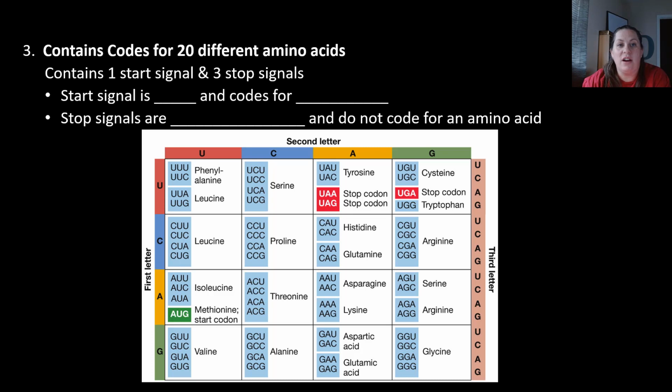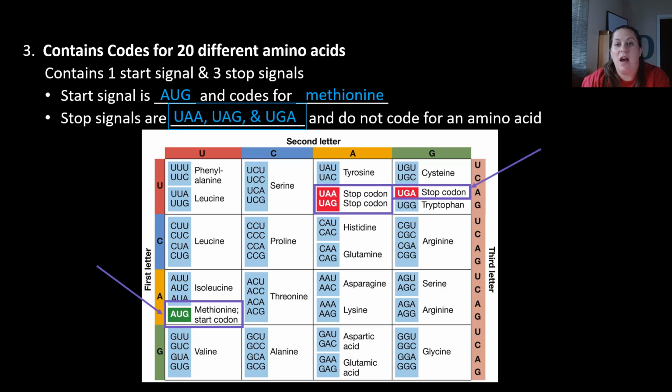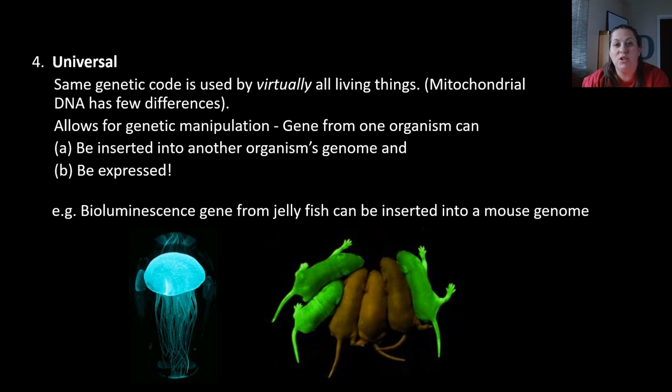We also see that it contains codes for 20 different amino acids. It contains 1 start signal and 3 stop signals. The start signal is AUG, so the first amino acid is always methionine. The stop signals are UAA, UAG, and UGA, and they do not code for an amino acid. Instead, they tell these molecules to stop. The genetic code is used by virtually all living things.